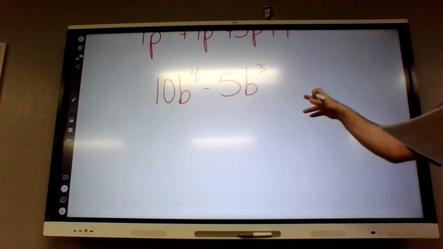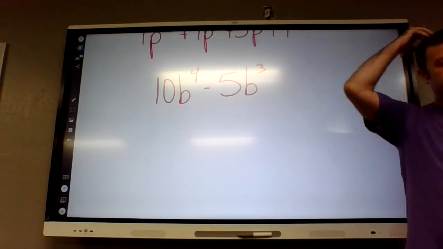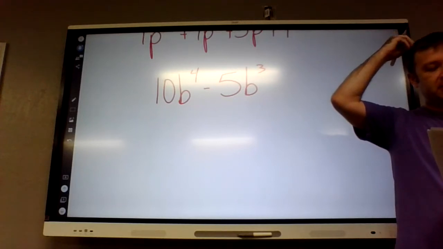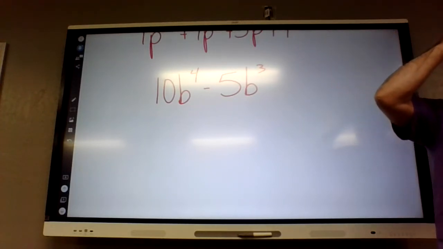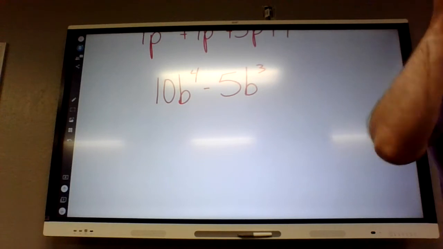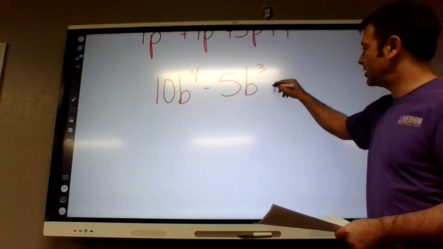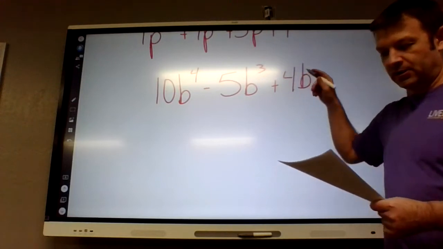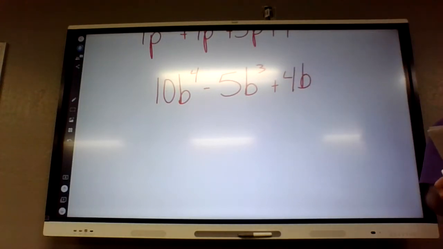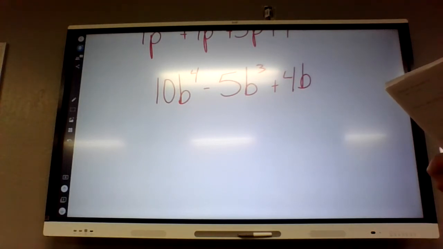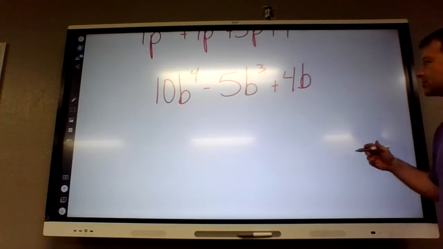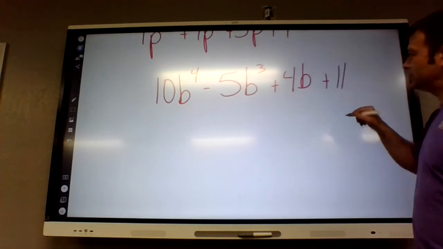We just did negative 5b cubed. So, is there a b to the second? No. Is there a b term? Yeah, just one of them, right? I see a plus 4b. So I can't really do anything with that. And what else is left? Positive 5 in the first parentheses and a plus 6 in the next parentheses. So 5 plus 6? 11. Those two go together.